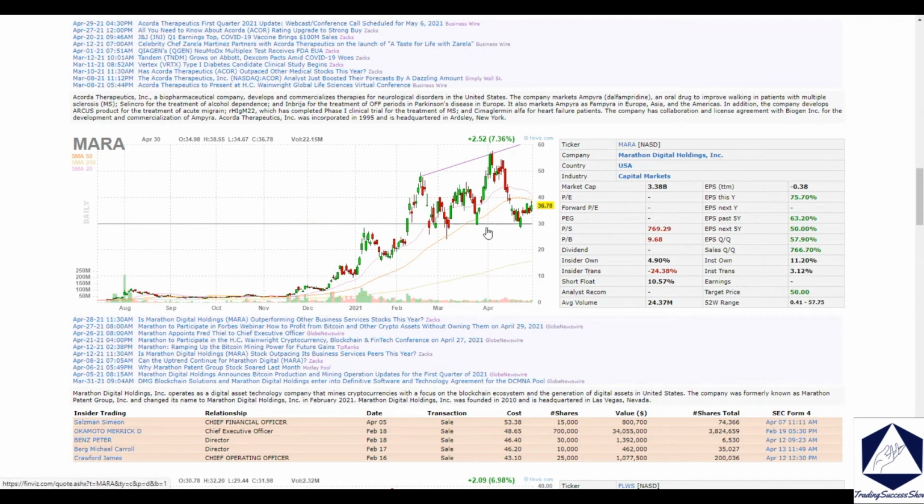Mara, for Mara it's just all about Bitcoin. If Bitcoin pops higher, Mara will pop higher as well. Overall, I like the fact that it pulled back to this support. This area is our support on this chart right now, and we are holding this level. So we held it and then pushed higher. This is another area for the stock to hold right now. So keep an eye on Mara.